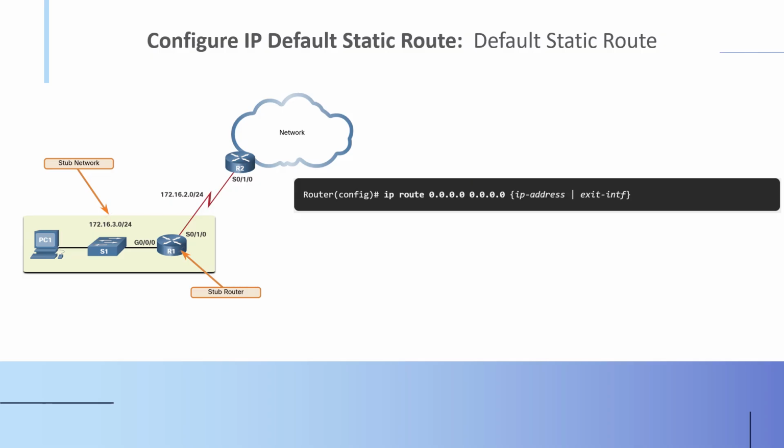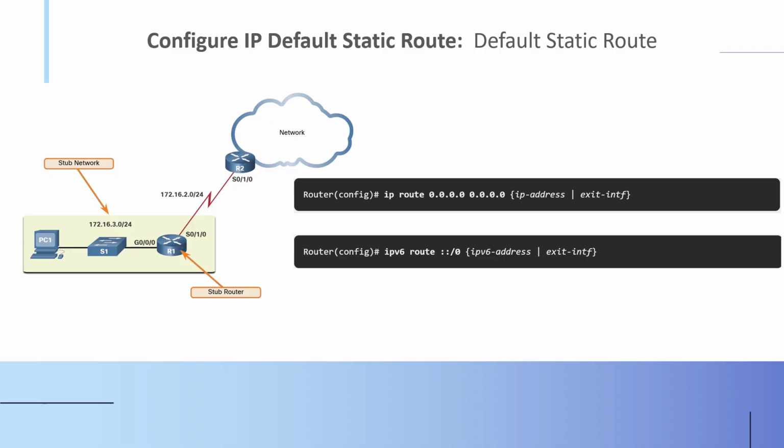As for the IPv6 route, it is similar to any IPv6 static route, except that the prefix length here would be 0, which means it will match all the routes. So the command syntax will start with ipv6 route followed by ::/0 and the IPv6 address of the next hop or the exit interface or the combination of both.